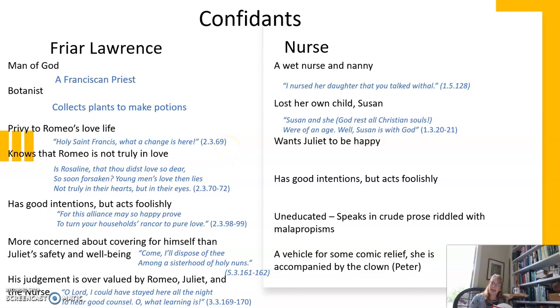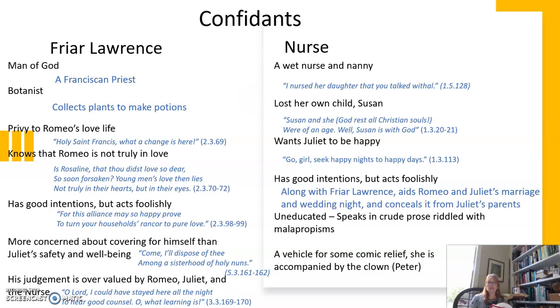She wants Juliet to be happy, and this balances off Lady Capulet's desire for Juliet to have her status raised and her wealth bolstered. The nurse says, "Go, girl, seek happy nights to happy days." She also has good intentions, but acts foolishly along with Friar Lawrence in concealing the things that she should tell the parents of this young girl.